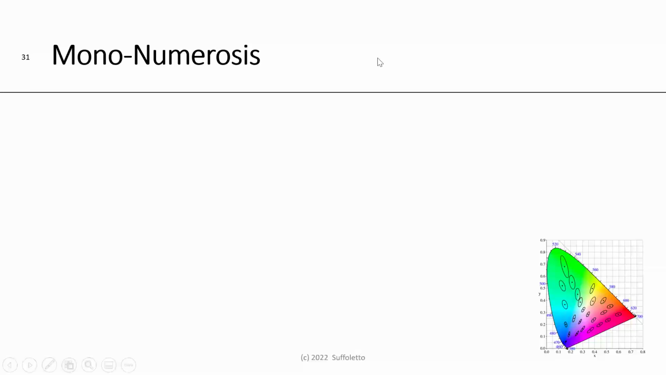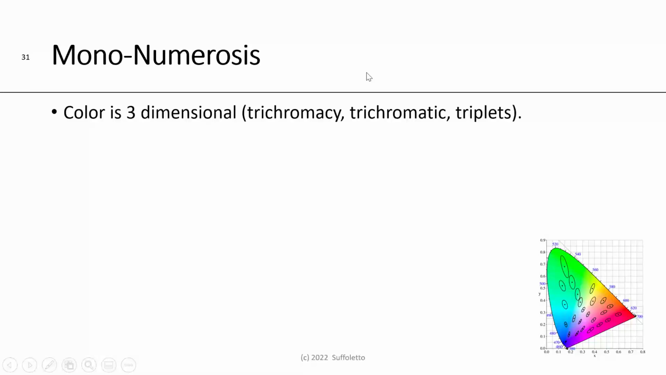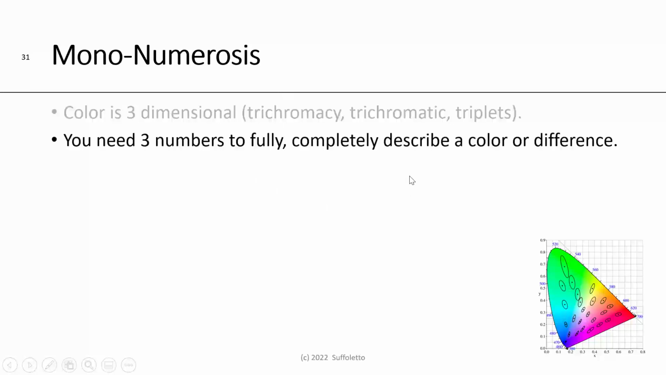A word of caution on delta E. Delta E is mononumerosis. It sounds like an illness or a disease. Mono meaning one, numerosis meaning number. Color is three-dimensional, trichromacy, trichromatic, triplets. You need three numbers to fully, completely describe a color or a difference. Those three numbers could be RGB, red, green, blue, additive. They could be CMY, cyan, magenta, yellow, subtractive. They could be XYZ, tristimulus values. Or they could be LAB, LCH, colorimetrics.